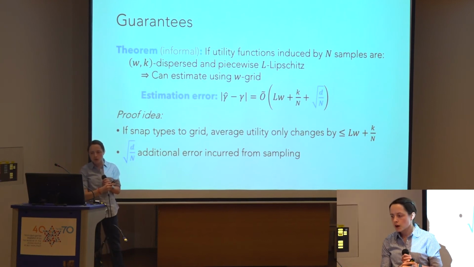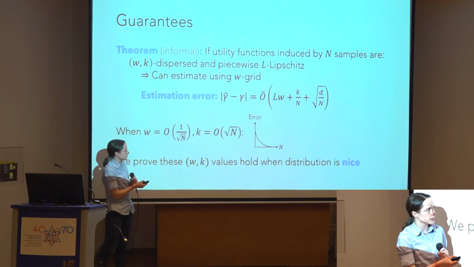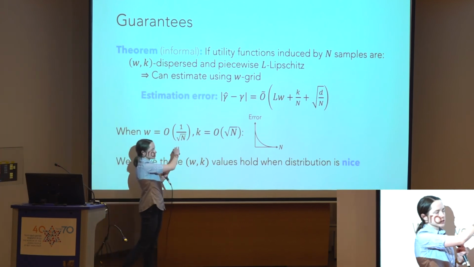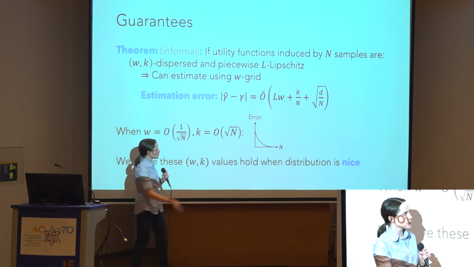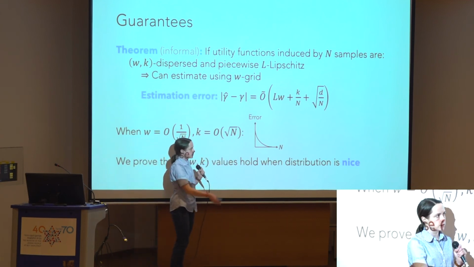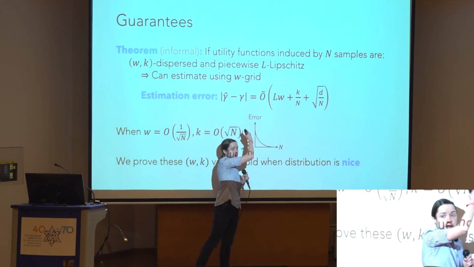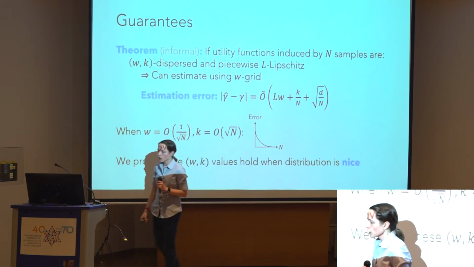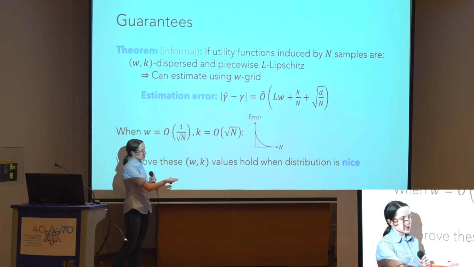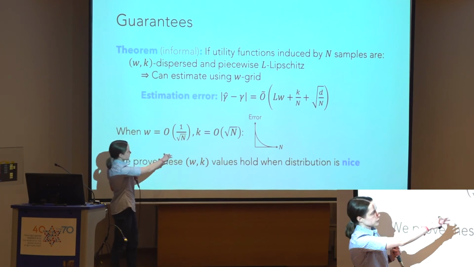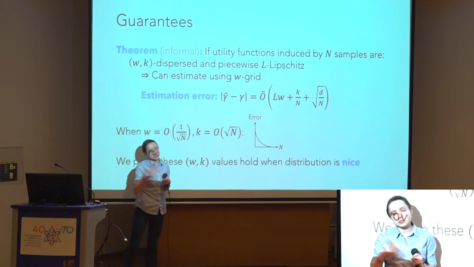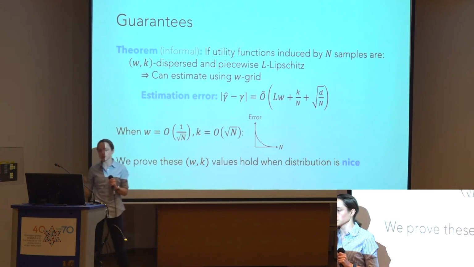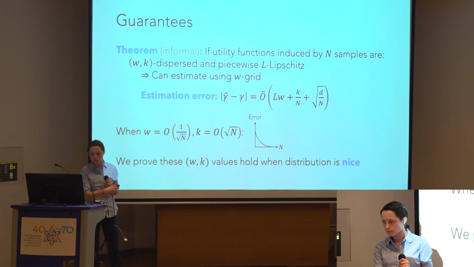Okay. So when is this guarantee actually good? If w is basically 1 over square root of n, where n is the number of samples, and k is about square root of n, then our estimation error is going to go to 0 as the number of samples grows. And we prove that these w and k values of 1 over square root of n and square root of n hold so long as the distribution over agents' types is sufficiently nice. I'm going to give a few examples now.